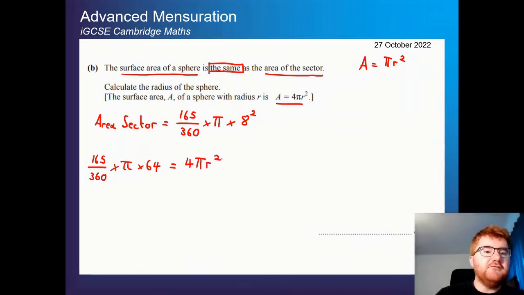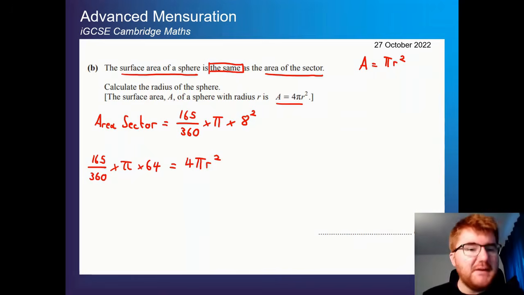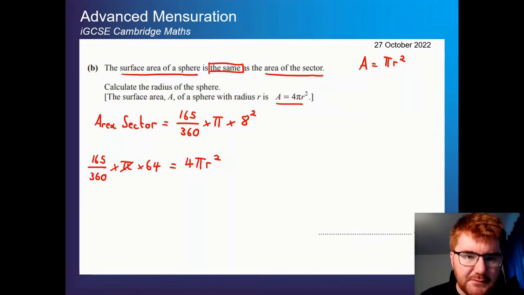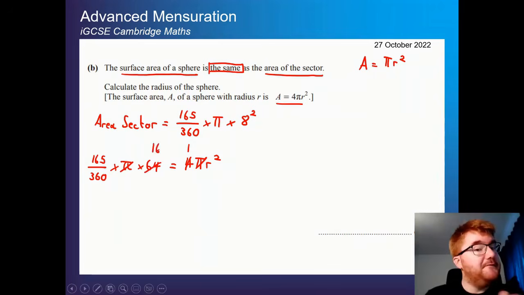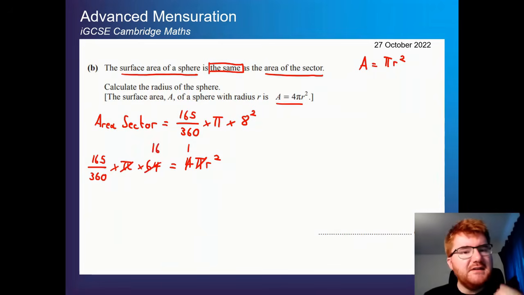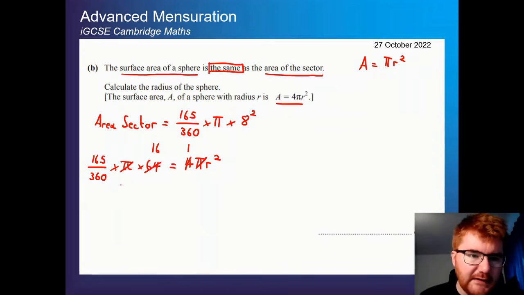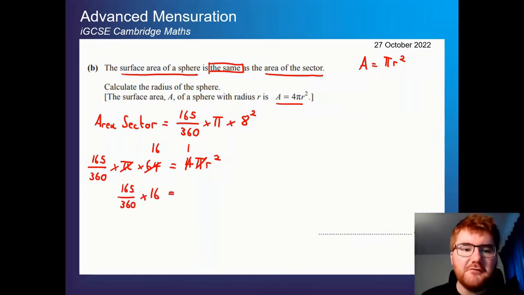Now, one of the reasons to write this out so formally is that we can do some very nice cancellation. First of all, we have a pi on both sides, so I can cancel the pi. Notice we've got factors of 4 on both sides. So how many 4s go into 4? Well, just 1. How many 4s go into 64? Well, that's 16. Again, 16 times 4 is 64. And by doing this process, I'm really simplifying this down very quickly. So we get 165 over 360 multiplied by 16. And now all I'm left with on the right-hand side, which is fantastic, is r squared.